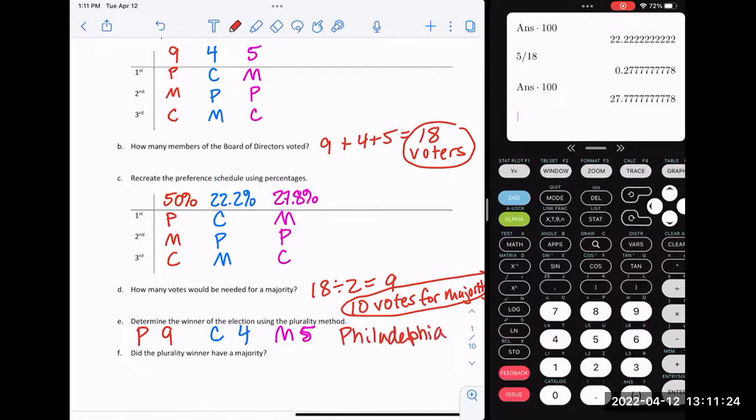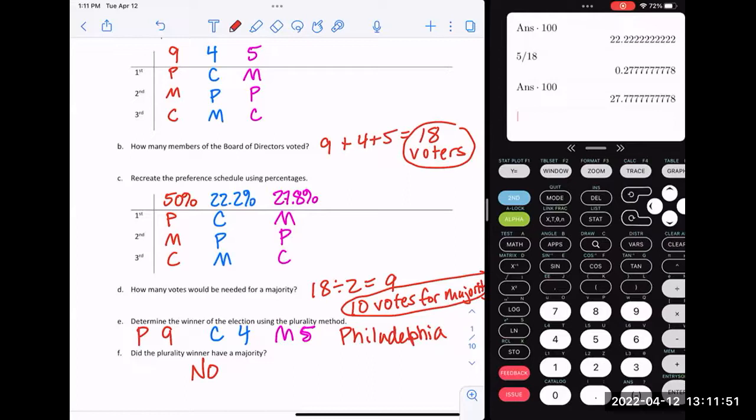All right, and then the last question it asks here is, did the plurality winner have a majority? A lot of times people think that they automatically do, but if you have more than 2 candidates, they don't necessarily. In this case, Philadelphia only had 9 votes, and we said that in order to have more than half, you would actually need 10 votes. So in this case, the plurality winner did not have a majority. They were 1 vote away.